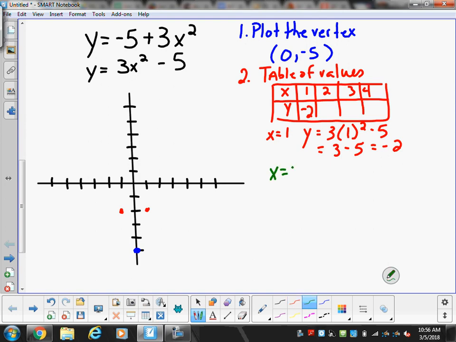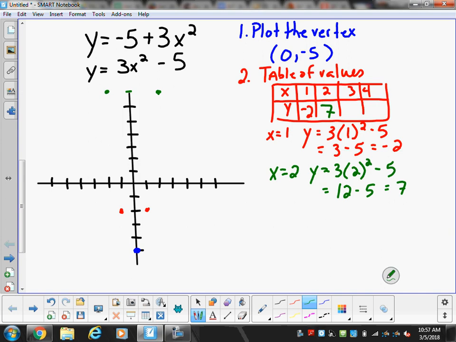Next is when X is 2. So that's 2 squared is 4. 4 times 3 is 12. So 12 minus 5 is equal to 7. So for 2 we go up to 7. 1, 2, 3, 4, 5, 6. Let me do another line up here. So for negative 2 I'm also going to go up to 7.